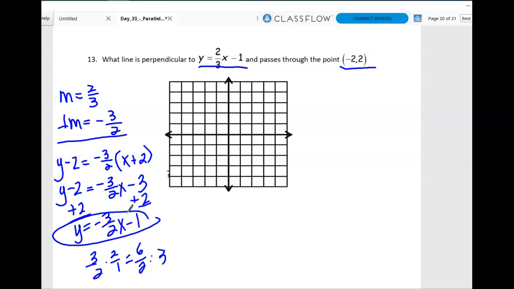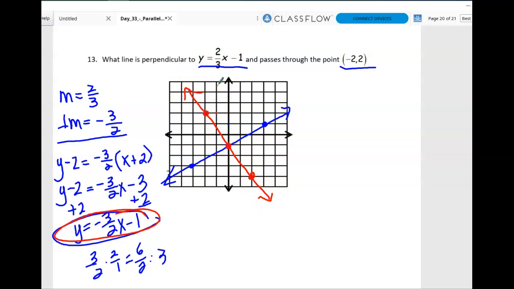The first one is 2/3 x - 1. We're going to start at the y-intercept of -1, and we've got a 2/3 slope. So we're going to rise 2, run 3, or go down 2 to the left 3. So there's our line. Then I'm going to graph the second line. We've got a y-intercept again of -1. We're going to go down 3 and to the right 2, or we could go up 3 and to the left 2. So notice when we graph them, they're perpendicular.